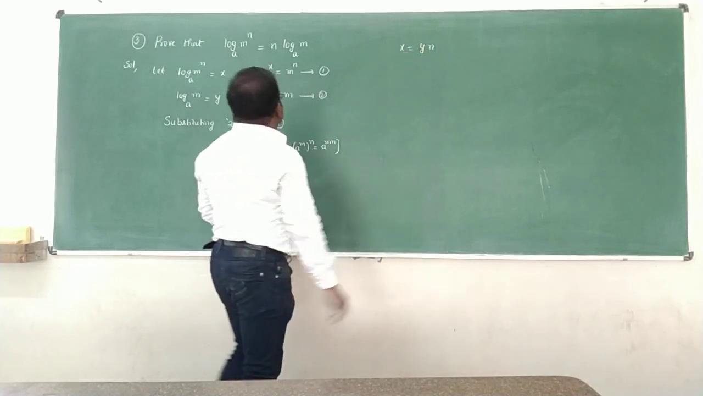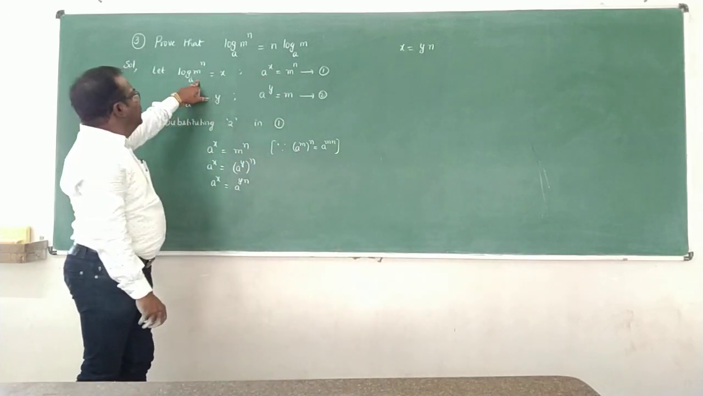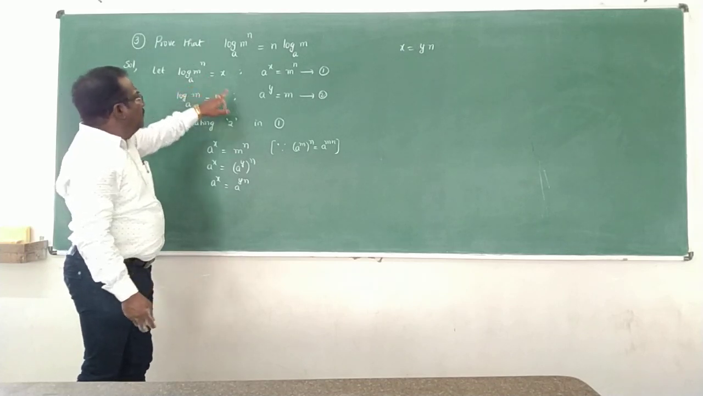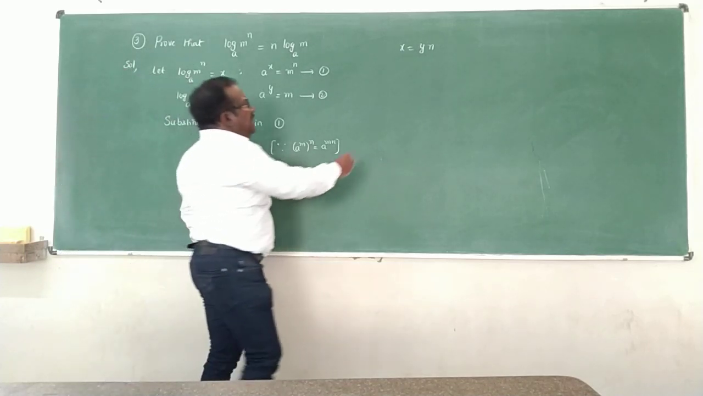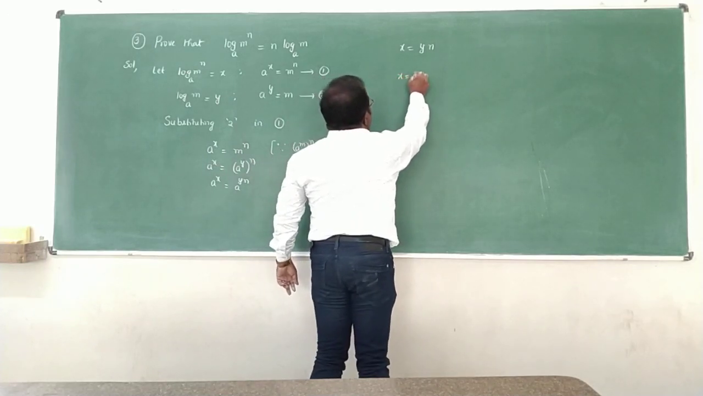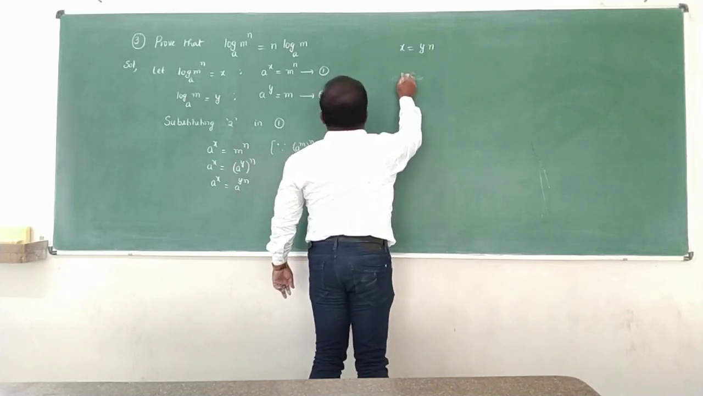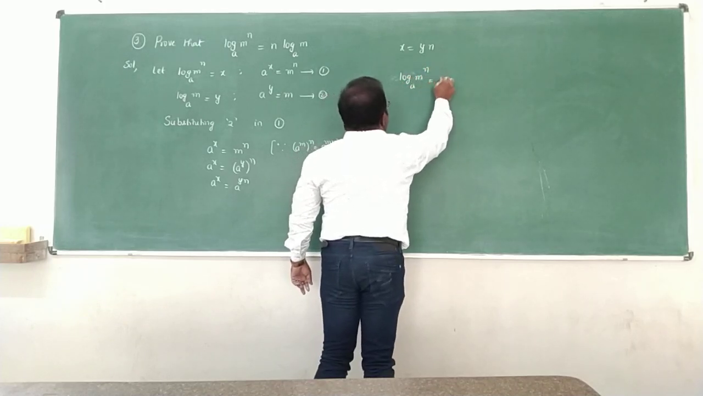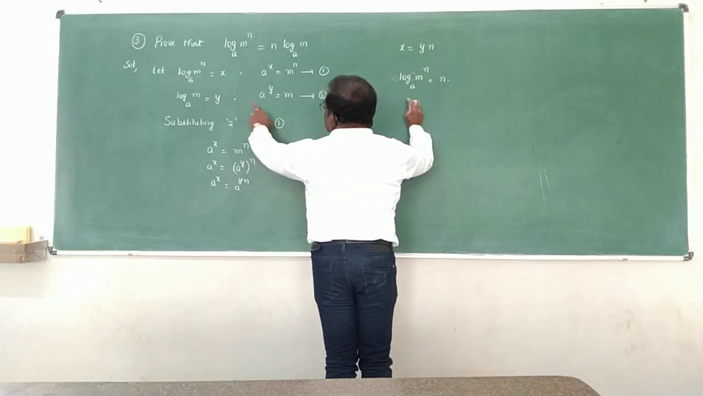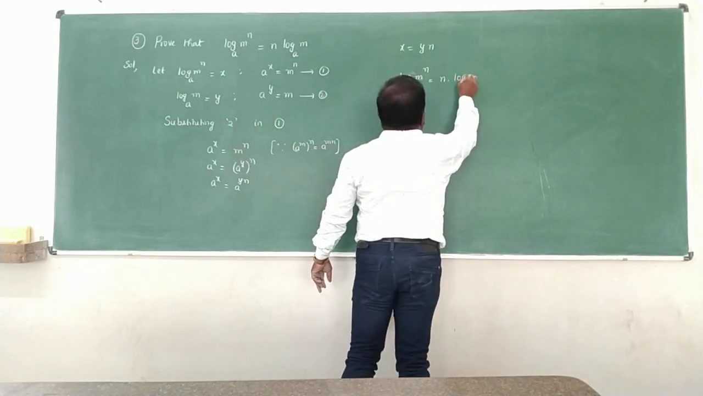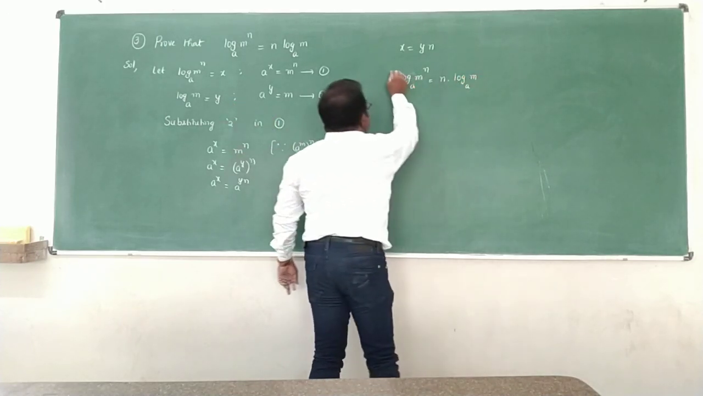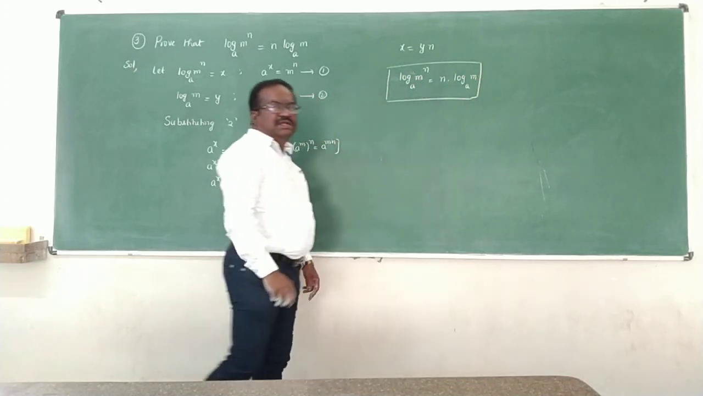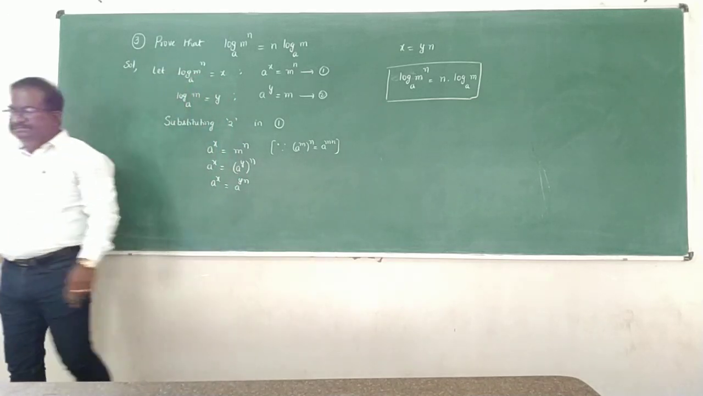Now from this, x means what, children? This is the property, children. log m^n base a = n times y. What is y, children? log m base a. Therefore x, what is x? log m^n base a = n log m base a. This is property number 3, children. Note down, children, this proof.